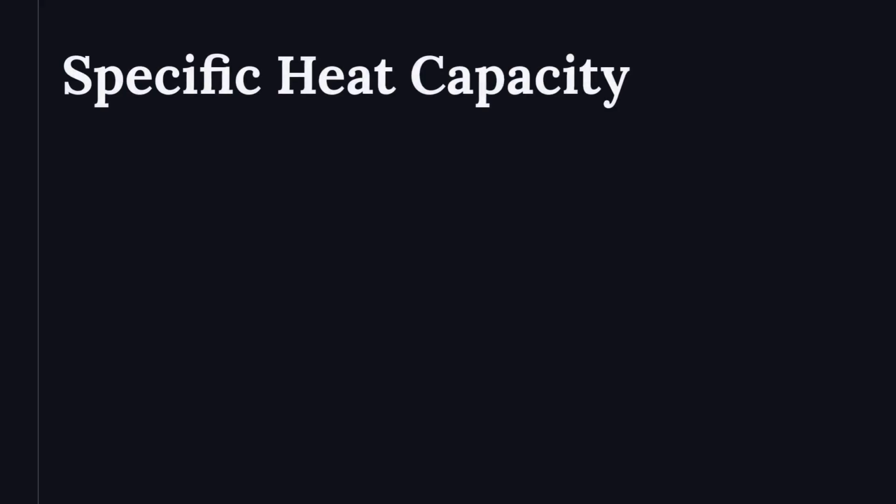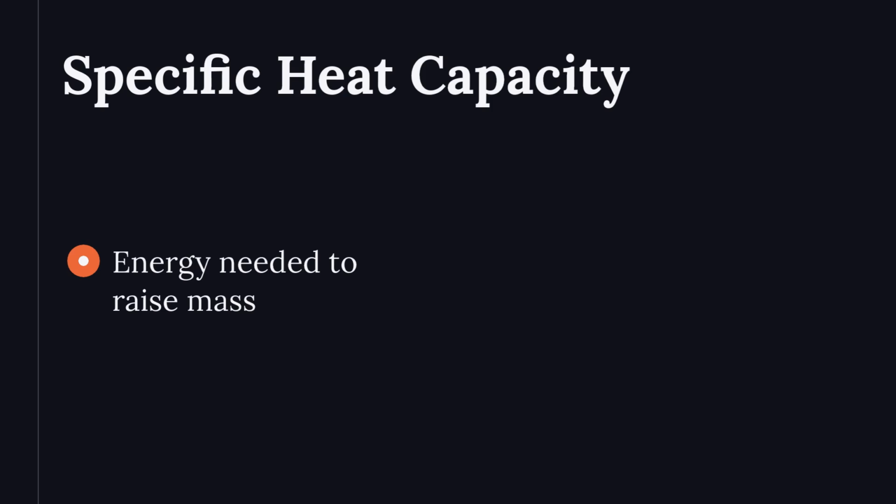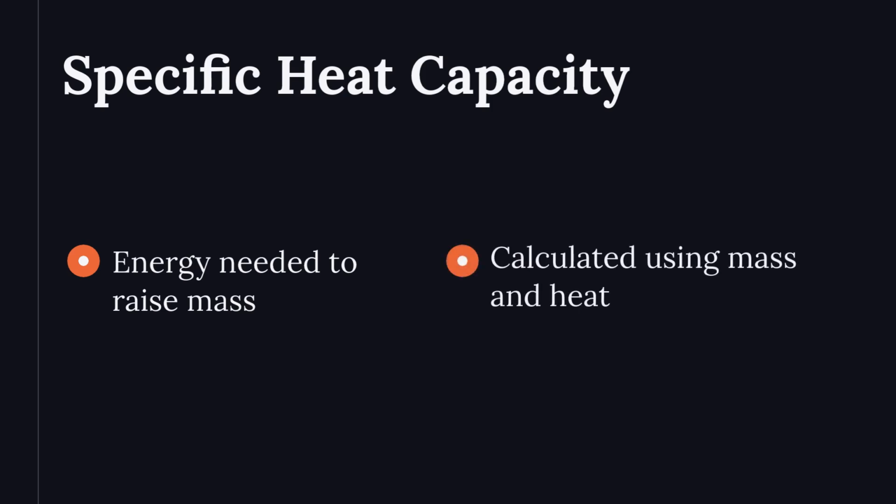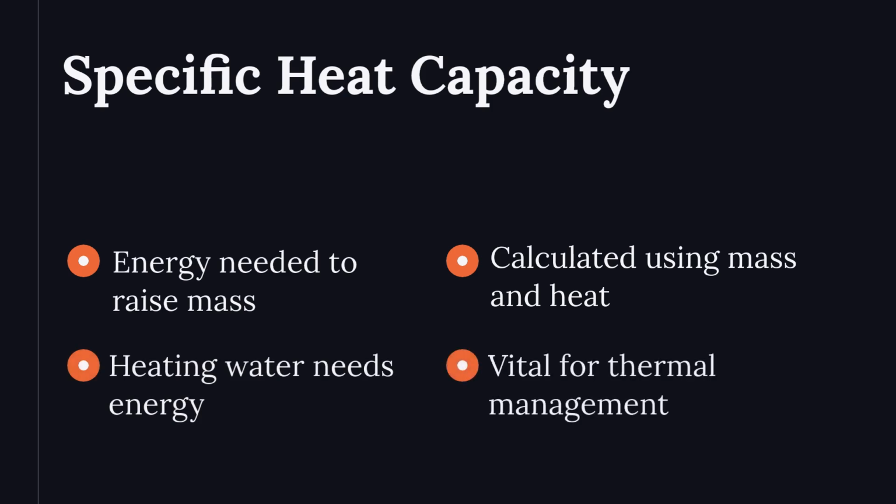Specific heat capacity is the energy needed to raise a unit mass by 1 degree. It's calculated using mass, specific heat, and temperature change. For example, heating water requires significant energy. This concept is vital for thermal management in engineering. Accurate calculations ensure efficient energy use.